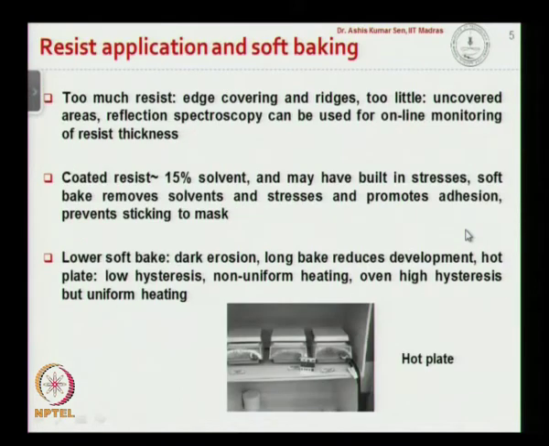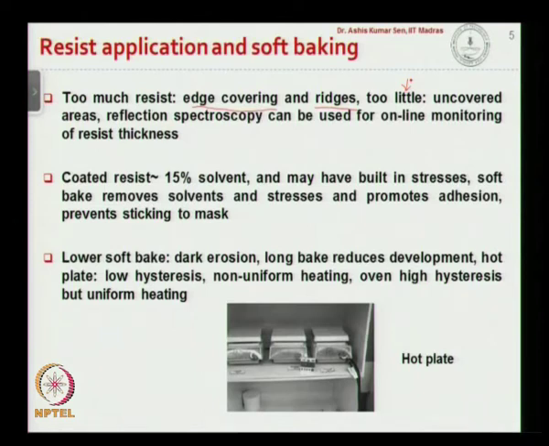Now if you dispense too much resist onto the substrate, if the quantity is more than what we require, then the edges of the wafer will be covered with SU-8. So you will have thicker, more material around the edges of the wafer, and in some cases you would also form ridges in the photoresist surface. On the other hand, if you have too little than what you require, then some areas of the wafer will not be covered by the photoresist.